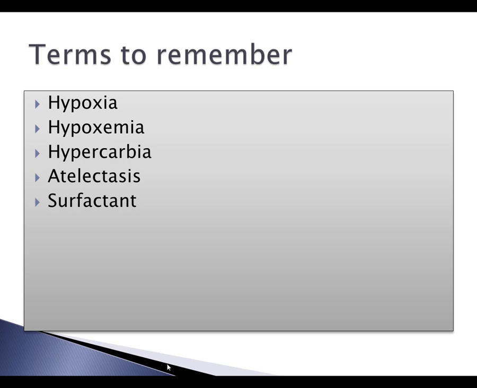And lastly, atelectasis is the alveolar collapse. The surface area is reduced, causing ineffective gas exchange. So that occurs because our alveoli stick together and collapse, and when they're closed, no gas exchange is occurring in that alveoli.